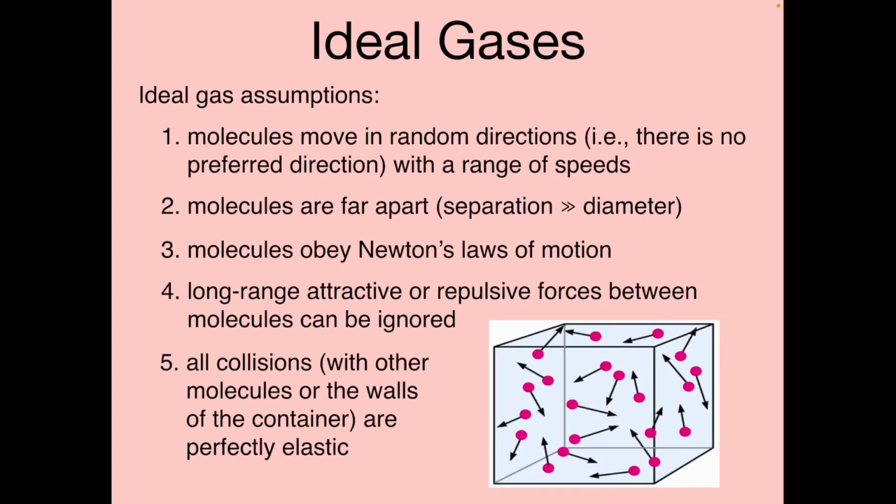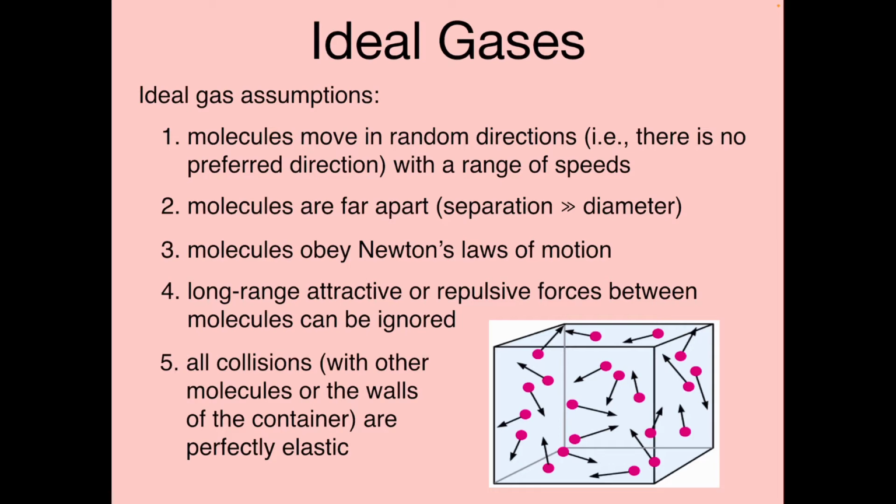The next thing I'm going to show you is the ideal gas law, which you may have already seen if you've taken chemistry before. But before we actually state what the ideal gas law is, I want to tell you some of the assumptions we're making when we use it. The first assumption is that molecules move in random directions. In other words, there's no preferred direction of motion. They're not moving more in the x direction than they are in the y direction or in the z direction. It's completely random. And there's some range of speeds. Not everything is moving at the exact same speed.